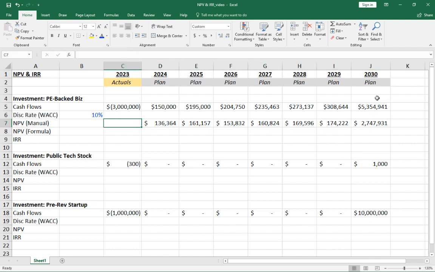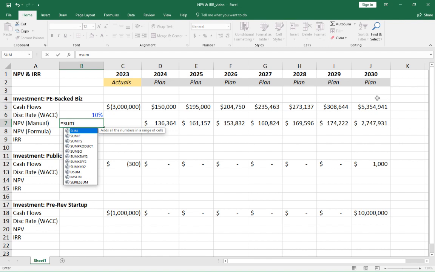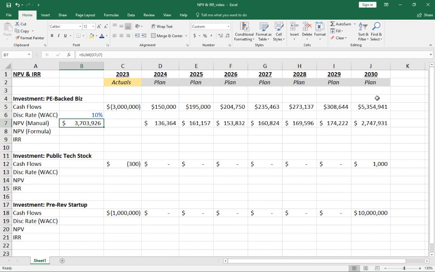So the net present value of all of these future cash flows, we do equals sum, and we just add these up, we're saying is $3.7 million. That's what this investment is worth today for us.